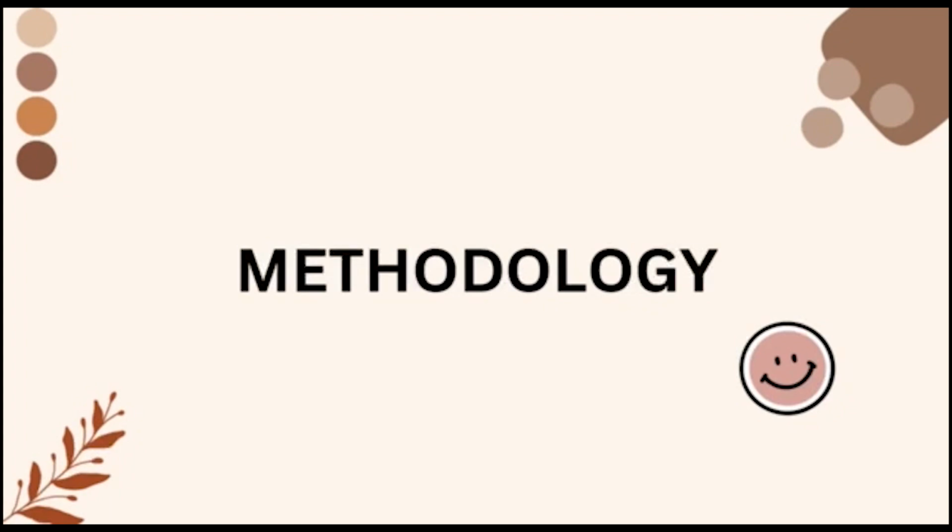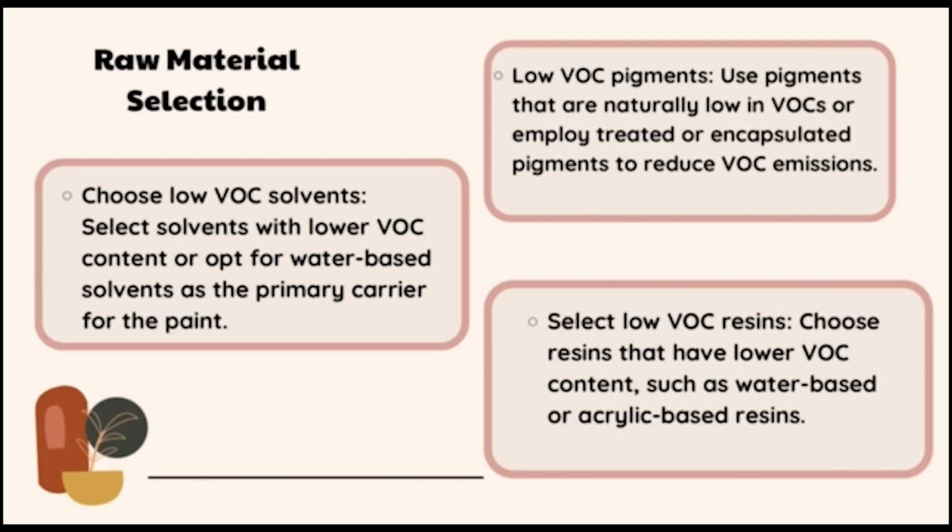Next, let's continue to the methodology part. First, we will continue to the raw material selection. Choose low VOC solvents, which is to select solvents with lower VOC content or opt for water-based solvents as the primary carrier for the paint. Next, low VOC pigment, which is to use pigments that are naturally low in VOCs or employ treated or encapsulated pigments to reduce VOC emissions.